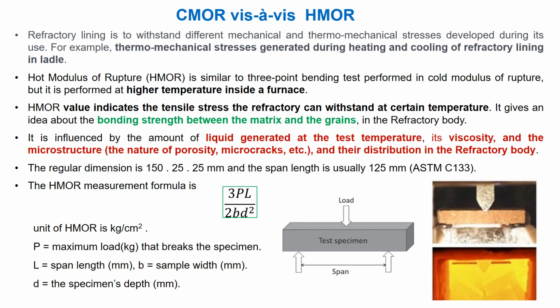Here the testing mode is almost similar to CMR, that is cold modulus of rupture, but the sample must be placed in a furnace heated to a predefined temperature and broken with a plunger as shown in the figure. This test facilitates to know the following: resistance to thermomechanical stresses generated during heating and cooling of the refractory lining in a ladle, and the bonding strength between the matrix and the grains in the refractory body.